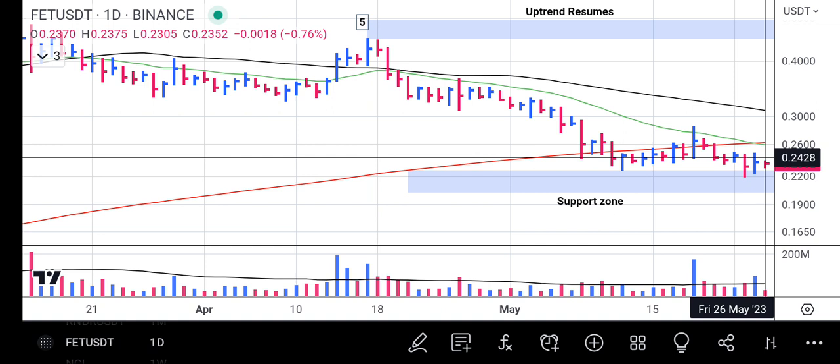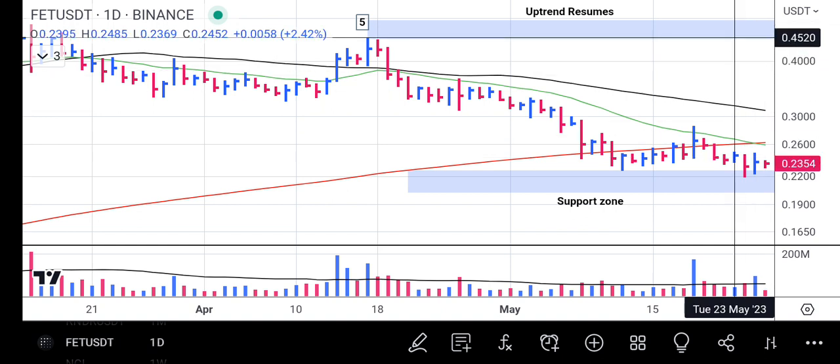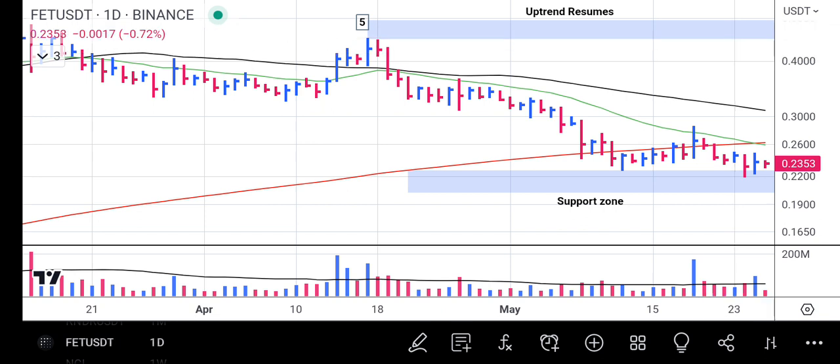If it finally closes in blue, close towards the top of its range with an above average volume, that will also confirm what the prior bar has shown on the chart, that buyers are now gaining strength and they are ready to push the price up to 0.5, which is the prior resistance. And when price finally breaks through this 0.5, the rally will resume and Fetch.AI will continue its upward direction.